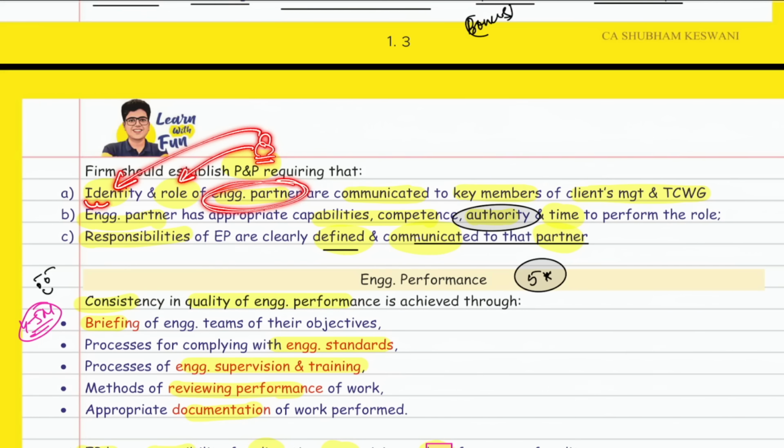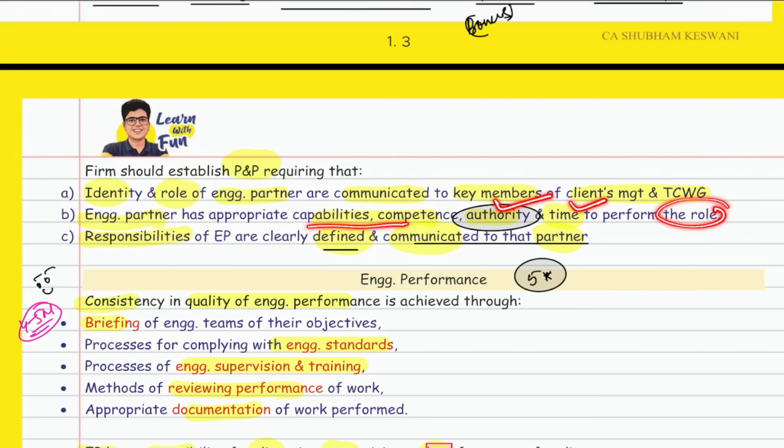Focus here. His identity, his role should be communicated to the client's management and TCWG. So whoever is the engagement partner, that should be known to the management and TCWG. Got it, sir? Plus, the engagement partner should be very powerful. He should be competent, capable. He should have the authority and time to perform the role. Not only the authority, his responsibility should also be defined and communicated to him. So these are the basic points that you need to consider.